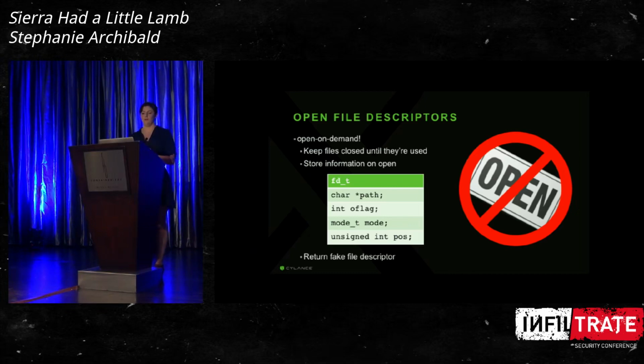So what I implemented was what I call open on demand. Basically, you keep files closed until they're used, and then you store the information when open is called, right? So the function declaration for open includes path, oflag, and then an optional mode. So we store that off, and then we also set pause to 0 because it's 0 at the beginning when you open the thing. I do open the file temporarily just so that way I can weed out any file open errors that might have been called and handle those naturally. But then I return a fake file descriptor.